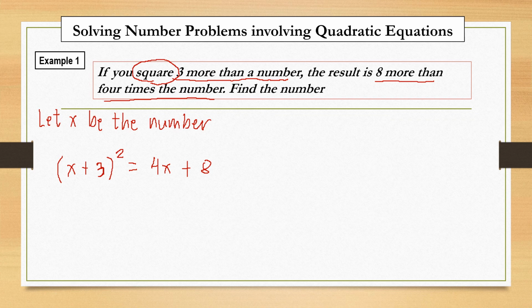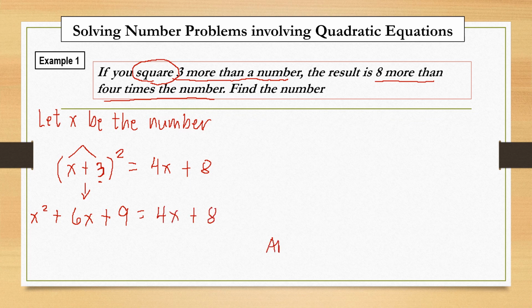Find the number. Now, we can find the number by expanding the left side of the equation. This will give us, so how do we square a binomial again? Square the first term and then get twice the product of the two terms. 3 times x is 3x, twice of it is 6x, plus square the last term. 3 squared is equal to 9, is equal to 4x plus 8.